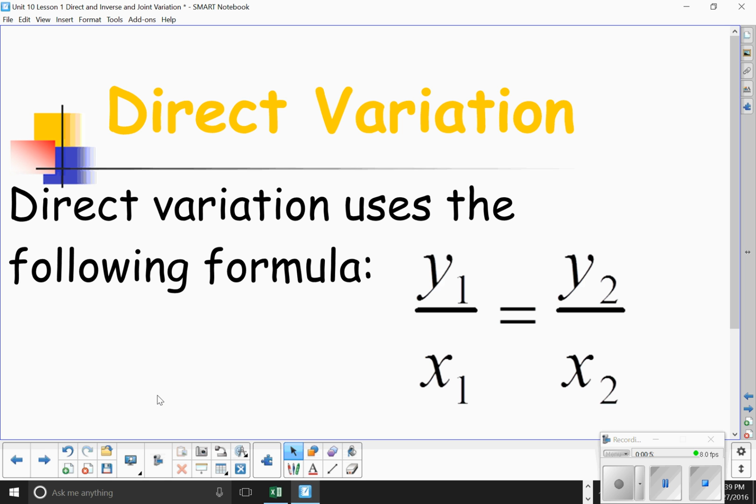Direct variation uses the following formula: y1 over x1 is equal to y2 over x2. And by the way, this y1 over x1 is equal to y2 over x2, which is equal to k, also known as the constant of variation or the constant of proportionality.